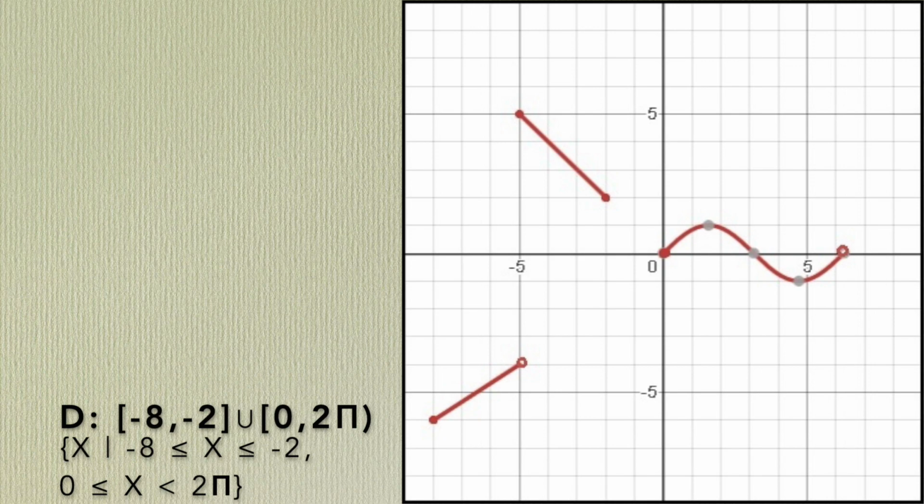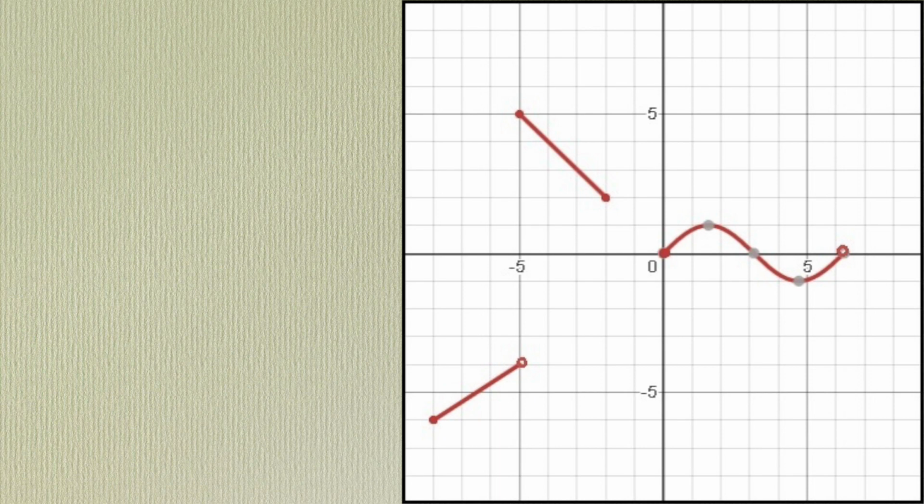And then the set notation for this is brace x such that -8 is less than or equal to x is less than or equal to -2, comma 0 is less than or equal to x is less than 2 pi. Notice I used less than at 2 pi, not less than or equal to, because 2 pi is not included.